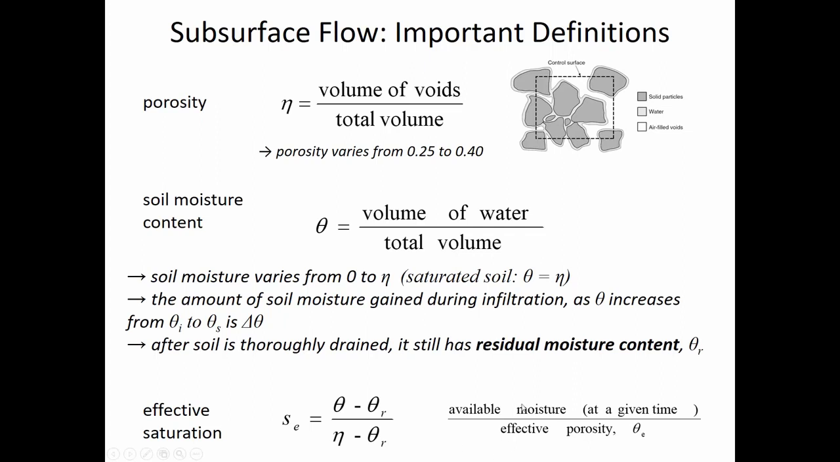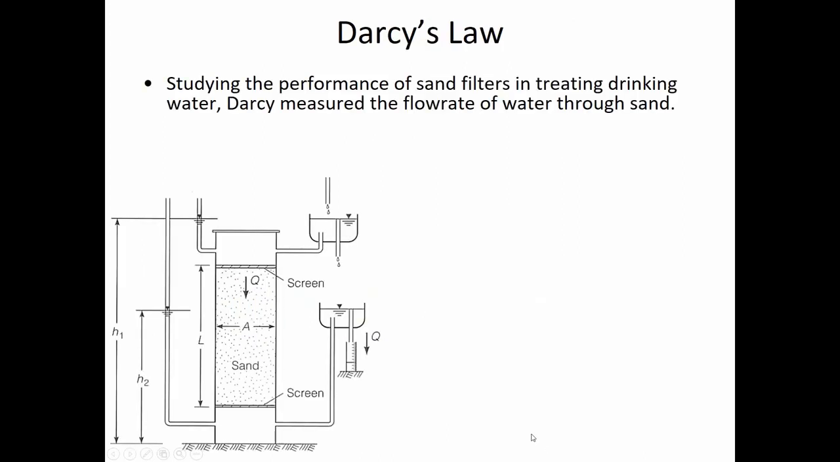So the available moisture content divided by the effective porosity. So the effective porosity is saying, you know, the voids minus the residual content, it's the amount of water that could be there if it was fully saturated, minusing out the water that has nowhere to go because it's so tightly bound to the soil.